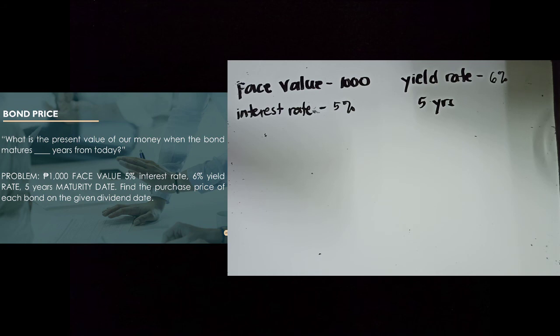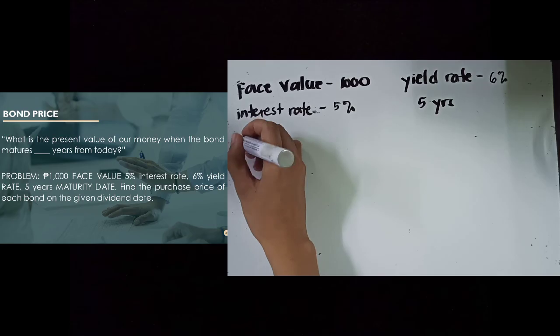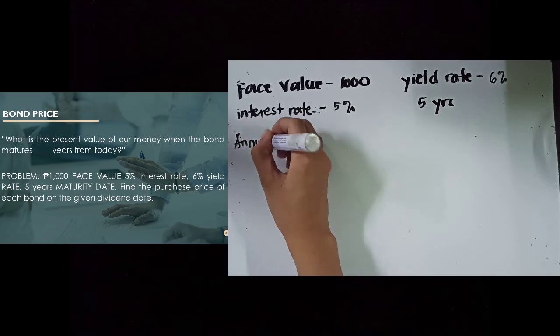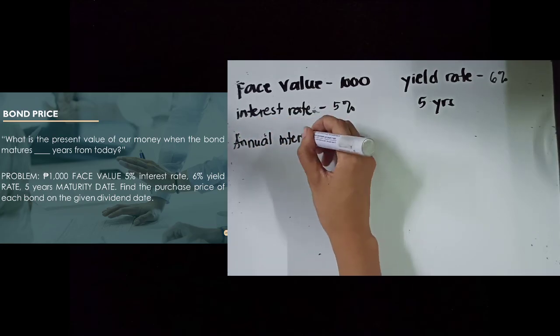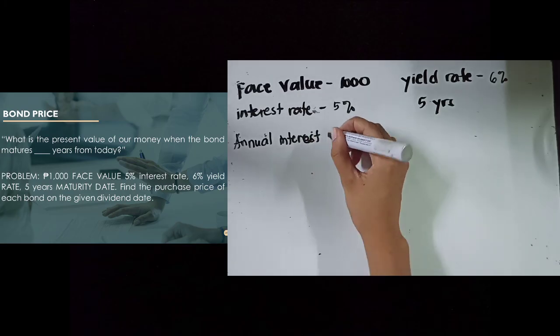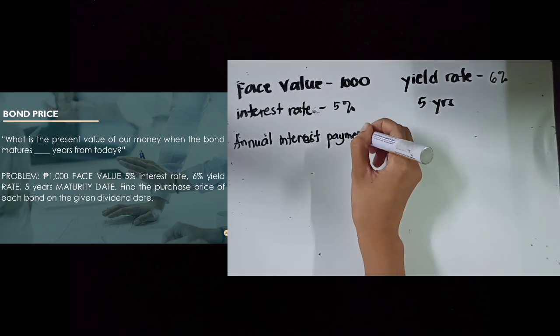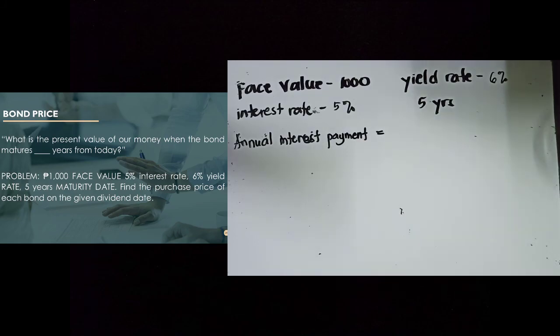Okay, so to solve for the bond price, the first step is you're going to solve for the annual interest payment. Annual interest payment is equal to the face value or the par value multiplied by the coupon rate or the interest rate. Okay? Face value or par value multiplied by the interest rate.